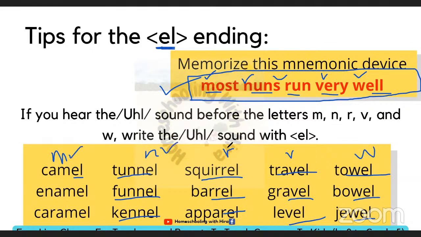Most nuns run very well. So if you have the M, N, V, R or W and the ul sound, write it with EL, not with LE.